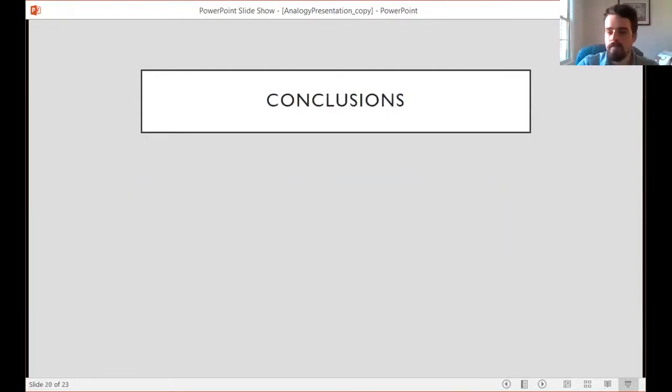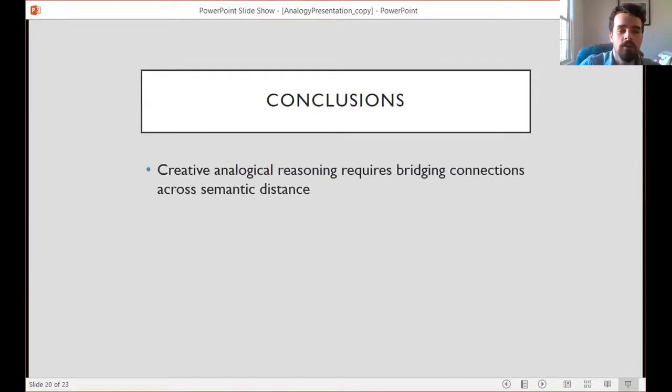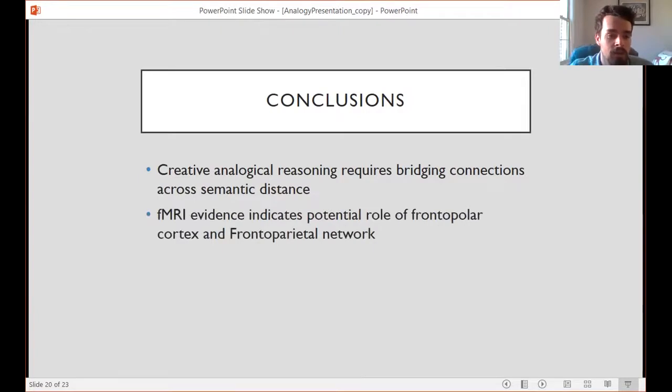Okay, so I want to just look at some overall conclusions based on everything that I've talked about today. So first, creative analogical reasoning requires bridging connections across semantic distance. And we also know from fMRI evidence that this frontopolar cortex and the frontoparietal network are sort of correlated with this ability. In particular, the frontopolar cortex mediates the abstraction of semantic distance within the context of this task.